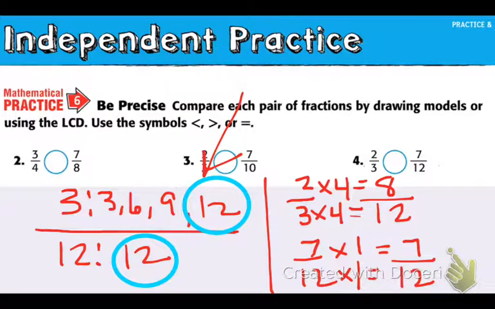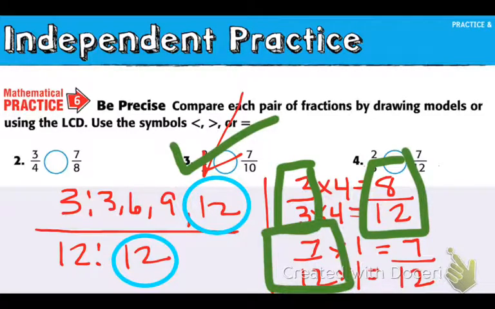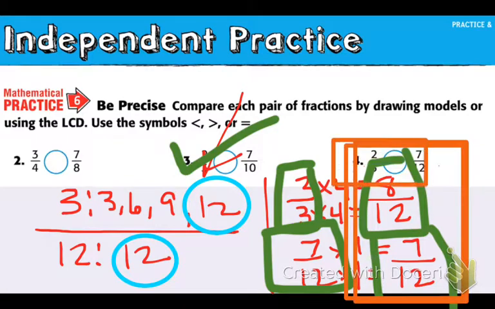Step 1, look for that lowest common multiple, 12. Step 2 is to make those equivalent fractions. So 2/3 is the same as 8/12. 7/12 is the same as 7/12. So we can go ahead and compare. Is 8 pieces out of 12 or 7 pieces out of 12 larger?